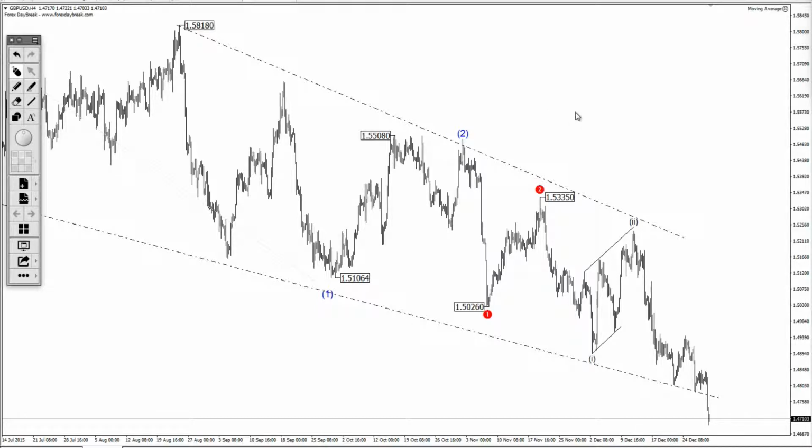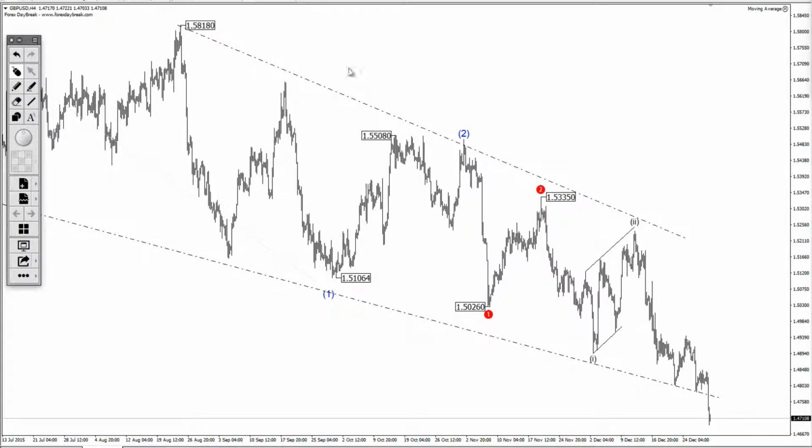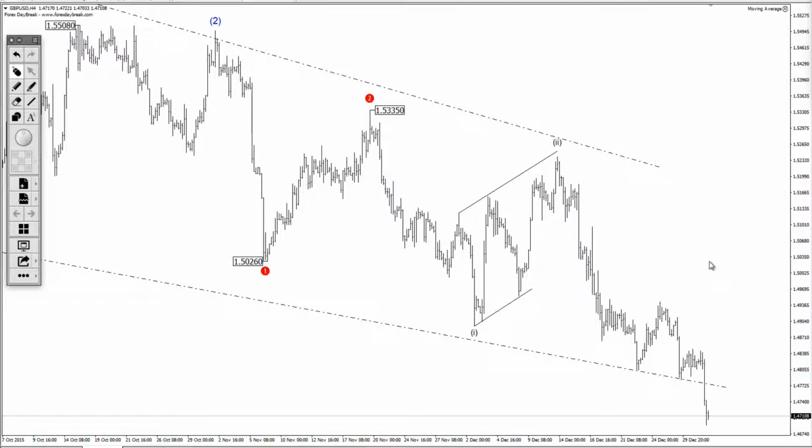narrowing channel. I have labeled it as waves 1 and 2 of a minute degree, and then now waves 1 and 2 of minuet, also a sub-minuet. So we can expect a lot more downside now that we have broken through from this channel to the downside. Price now 147.109 and looking very bearish at the moment.